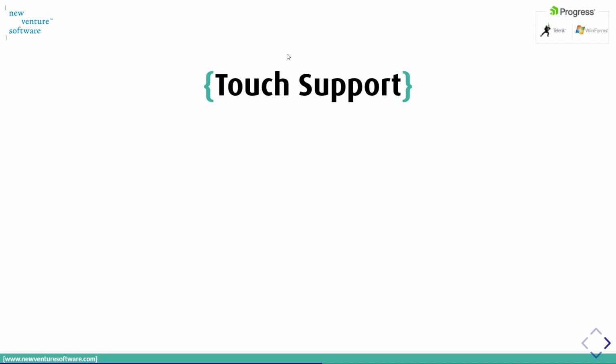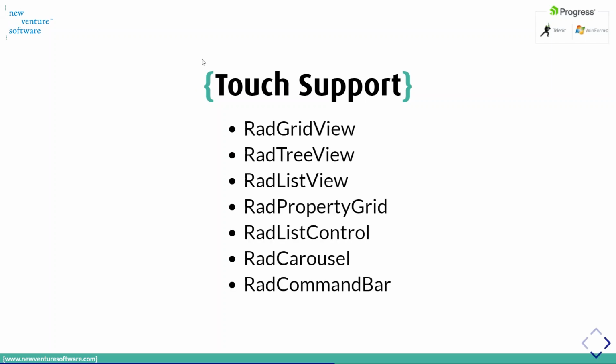For example, you can use a pan gesture to scroll the RadGridView rows, or group by a column, or change the order of the columns. Similar functionality is available out of the box in the RadTreeView, the RadListView, the RadPropertyGrid, the RadListControl, and so on.